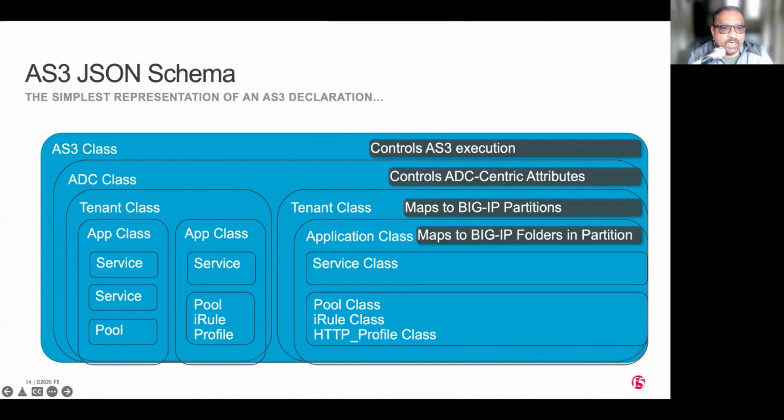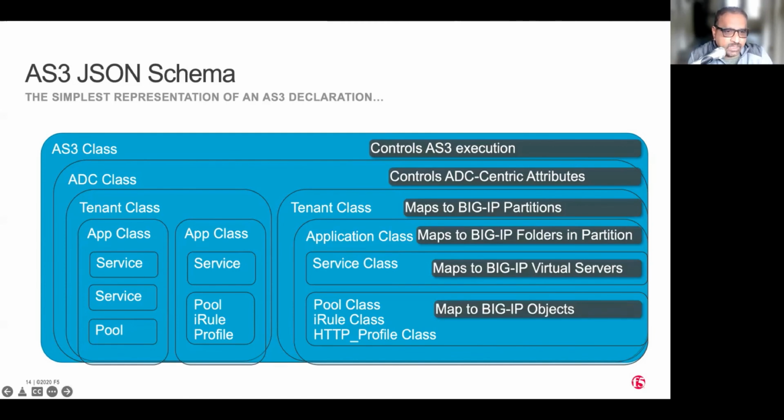So this will be under partition, right? And you can have different classes under that partition itself. Then finally, you will have the service class where the actual virtual servers will be defined. Things like what type of virtual server, for example, HTTP or HTTPS, and so on. And then correspondingly for that virtual server, we'll have a pool. You can have iRules and HTTP profile class and so on, right? And those objects will come under that particular schema.